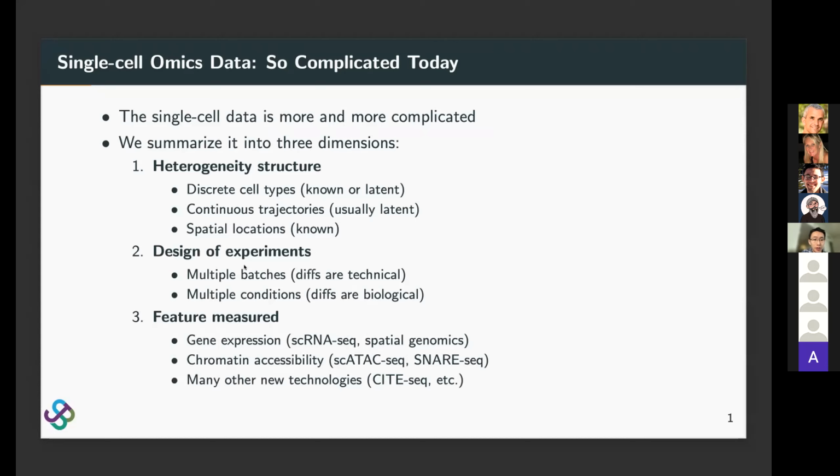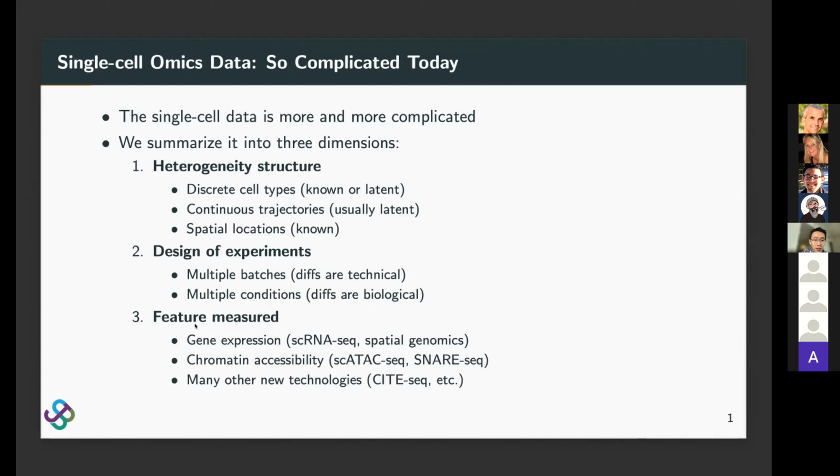The second dimension is the design of experiments. We can have multiple batches, so here we have the so-called batch effects. Between different experiments, there are some technical variations, and people usually don't want to have those kinds of variations. On the other hand, we can have multiple conditions. In such cases, the differences between different conditions are usually biologically meaningful, so people are interested in those differences.